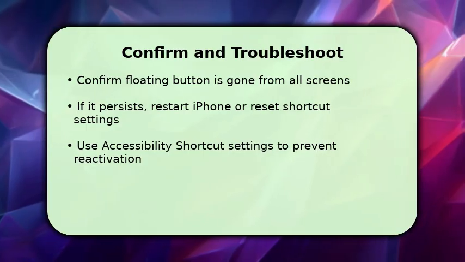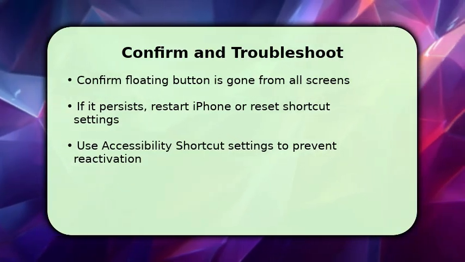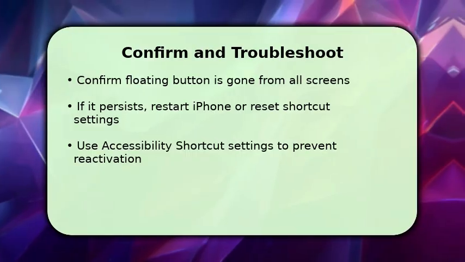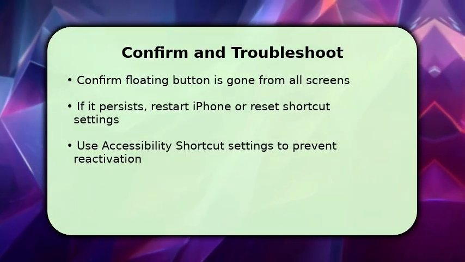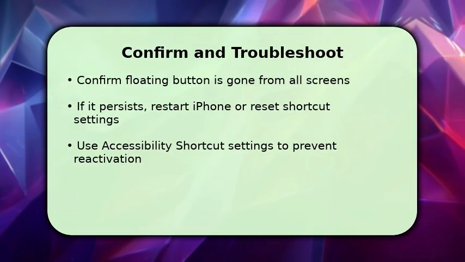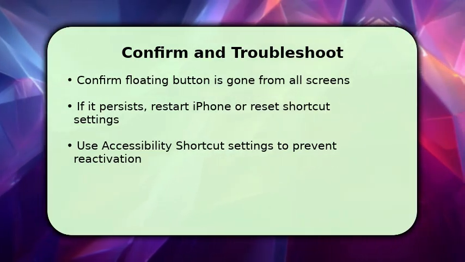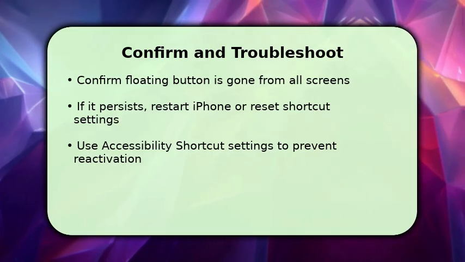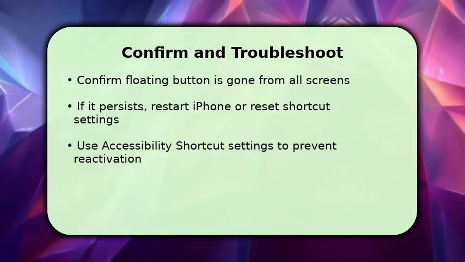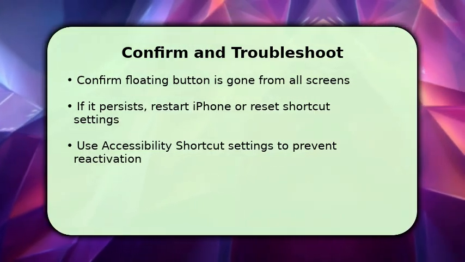That confirms success. If the button still shows, restart your iPhone to clear temporary state, and make sure AssistiveTouch isn't assigned to the accessibility shortcut under Accessibility Shortcut. If problems continue, toggle AssistiveTouch on then off again, because that refresh forces the UI to update.